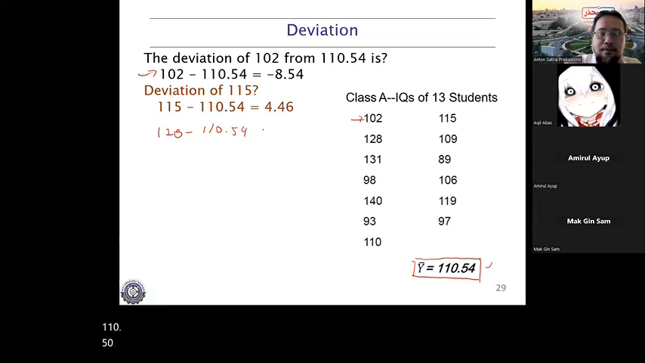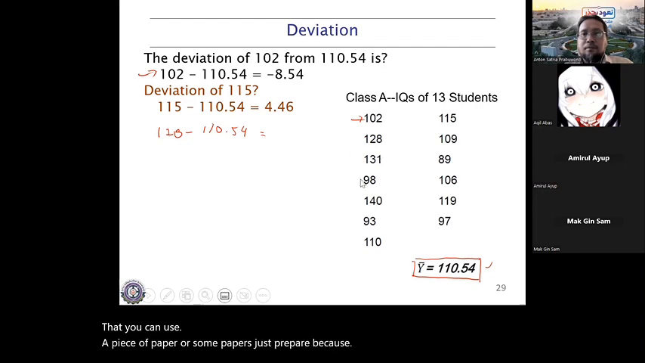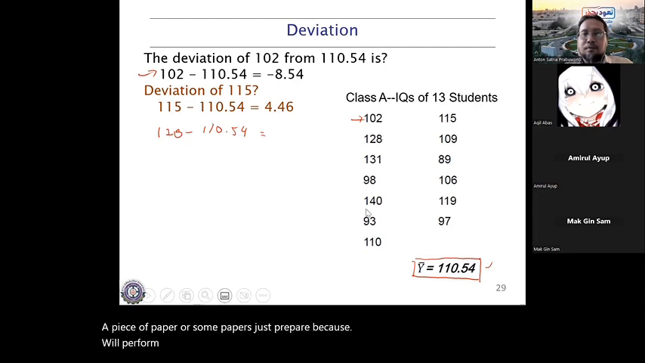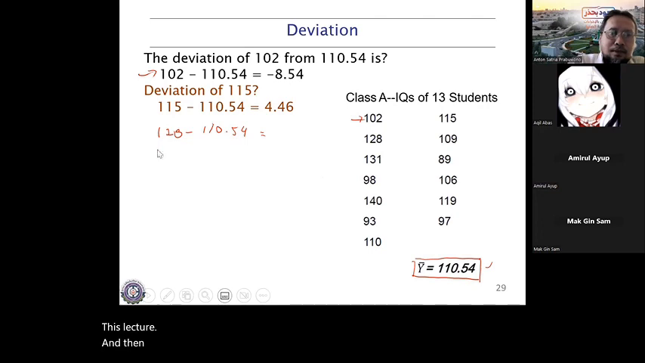$110.54. This is equal what? That's one. This is for the second one. So please calculate all. Can you do this? You can use a piece of paper or some papers. Just prepare, because we'll perform some calculation for this lecture. And then for 131, yeah, 131.